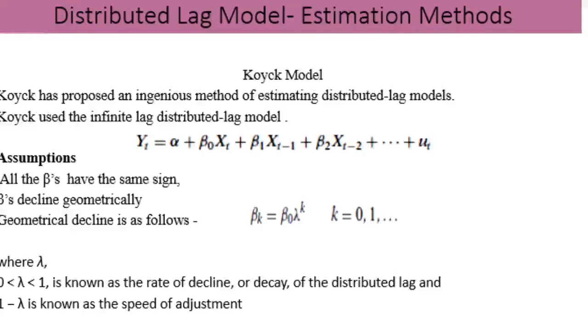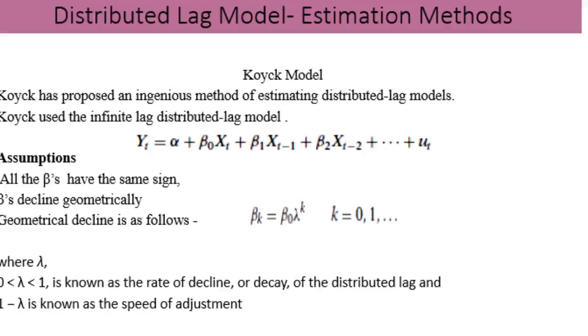An important model for the estimation of distributed lag models is the Koyck model. Koyck proposed an ingenious method of estimating distributed lag models. We'll see the meaning of ingenious at a later stage. The way of calculation, the way of estimation, or the way of derivation he used is not a rational one. That is why it is termed an ingenious method of estimating distributed lag models.